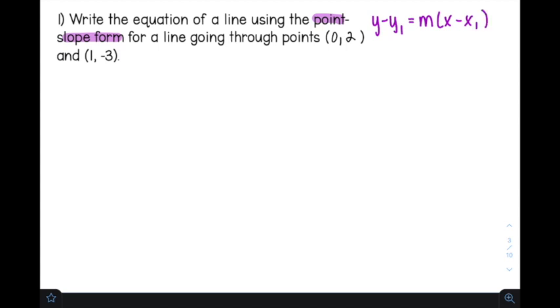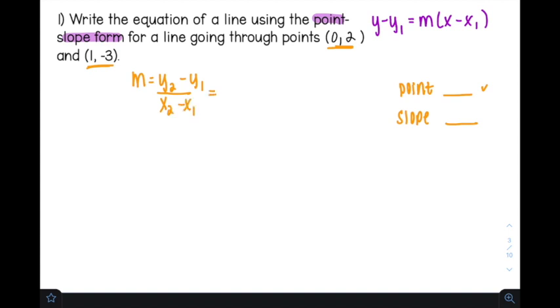For a line going through points (0, 2) and (1, -3). If you notice, I need one point and my slope. I have a point, but I don't have my slope. But I can find my slope using these 2 points that are given to me. I can use my slope formula, y2 minus y1 over x2 minus x1.